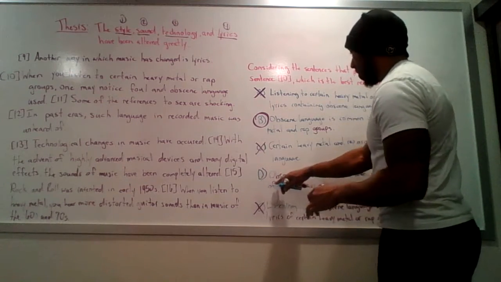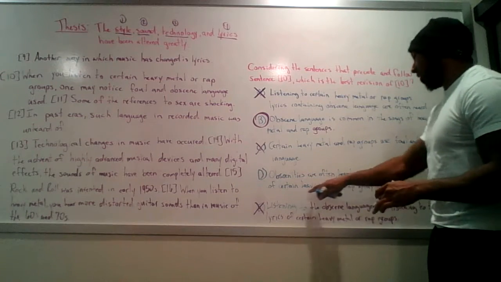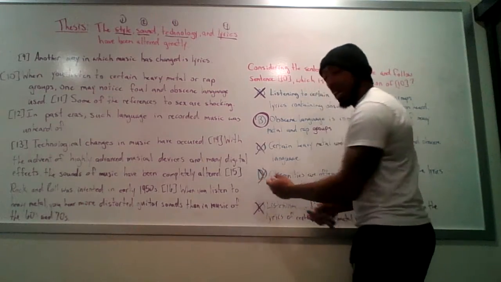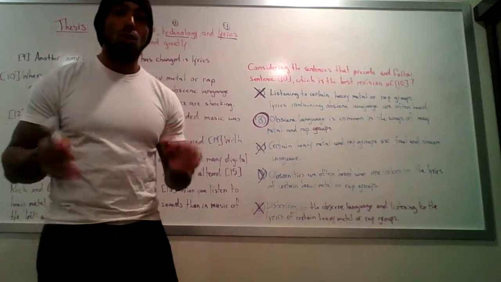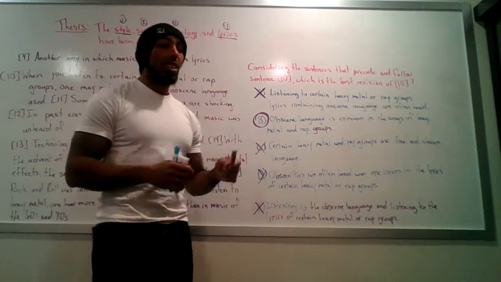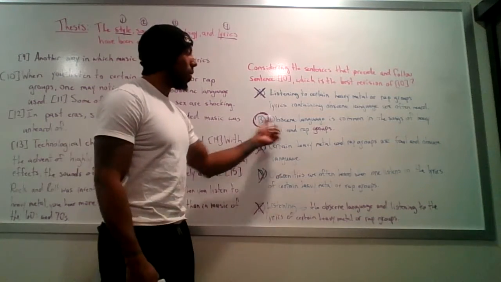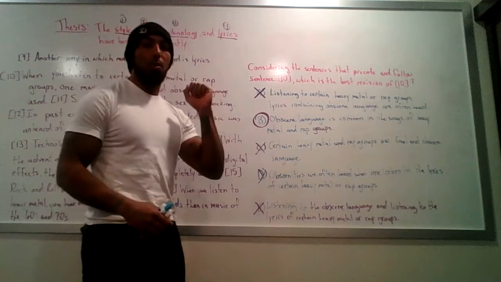Okay, now the next one, D. Obscenities are often heard when one listens to the lyrics of certain heavy metal or rap groups. Now D is incorrect for the same reason that A is incorrect. It's too wordy, and you don't need to say all that. You can see how he communicated the same idea with B, and it's very short and very concise. It gets right to the point.